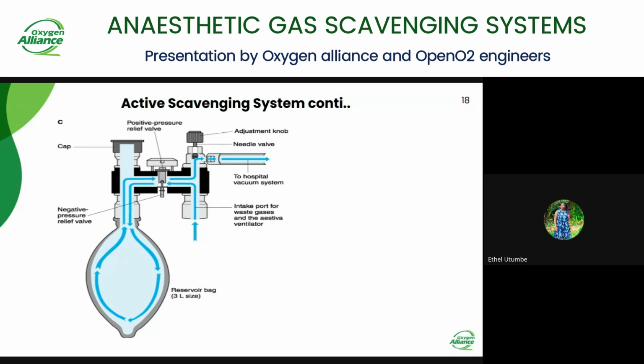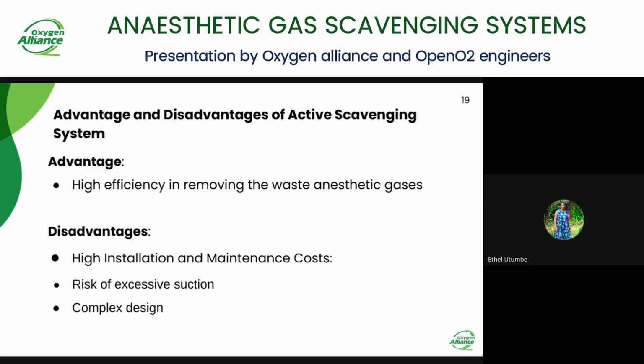So let's move on to the advantages and disadvantages of the system. The active scavenging system's main advantage is that it's highly efficient in removing the waste anesthetic gases since it uses vacuum. Mainly, this system is commonly used in most hospitals. The disadvantage is that it has high installation and maintenance cost. As I've already said, you need a vacuum source. So for you to install the scavenging system, that means you also need to install the vacuum source.